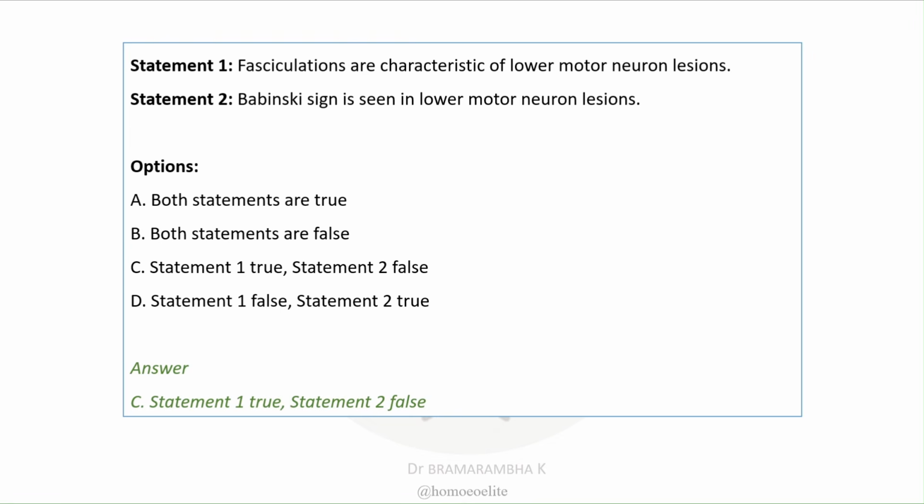So the answer is option C. Fasciculations are the characteristics of lower motor neuron lesions, whereas Babinski is not related to lower motor neuron lesions.